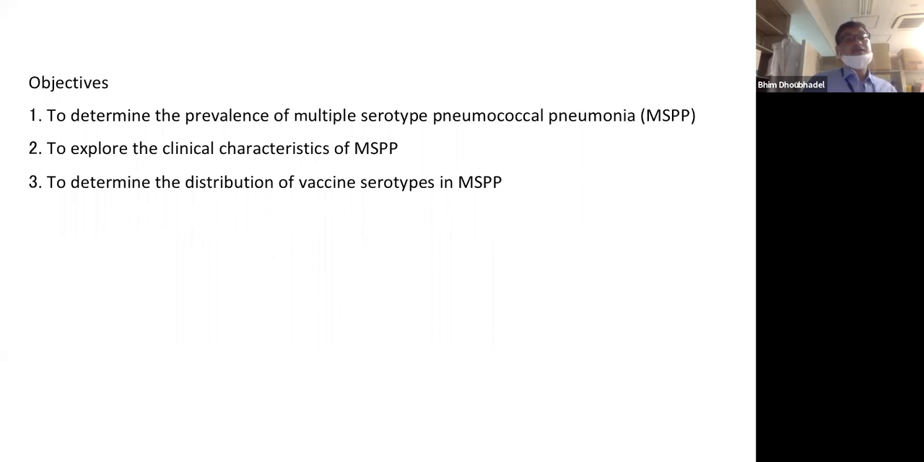So with this background, what we tried to do is determine the prevalence of multiple serotype pneumococcal pneumonia, because we didn't know before. Then we tried to explore the clinical characteristics of multiple serotype pneumococcal pneumonia, and to determine the distribution of vaccine serotypes among these multiple serotype pneumococcal pneumonia.